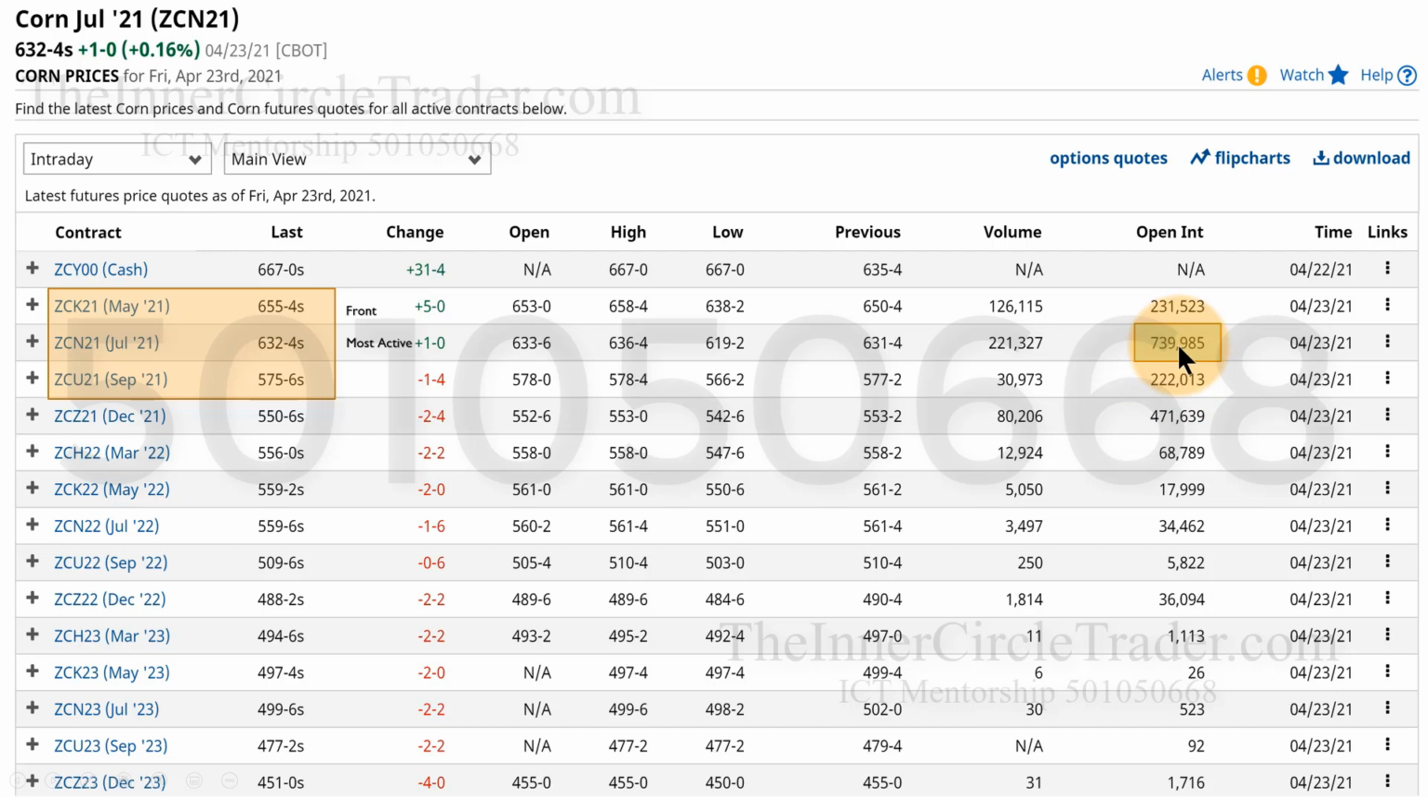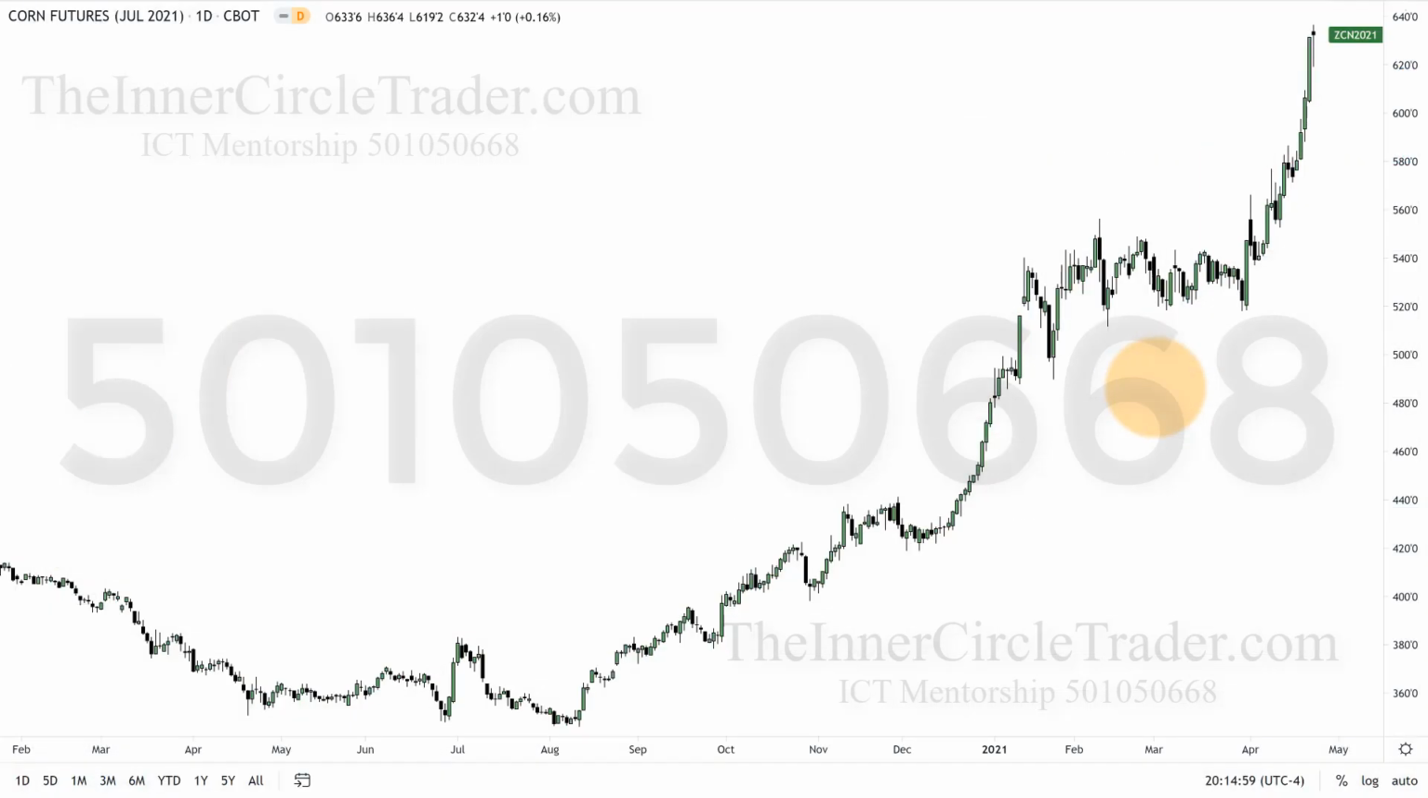You would sell July by December because it's already indicating that there's more interest in the December contract, because it has already more open interest than September's contract. So let's go over to the chart. Here's corn futures. This is the July contract month.